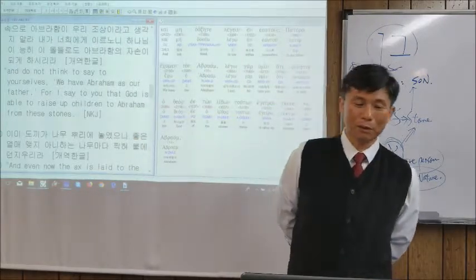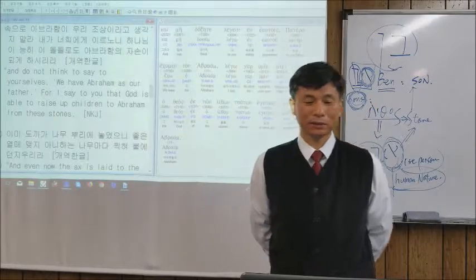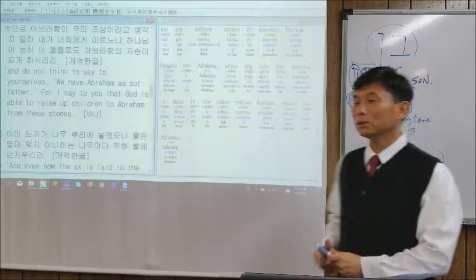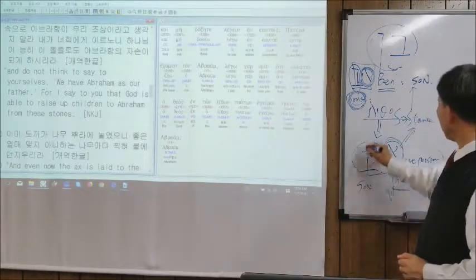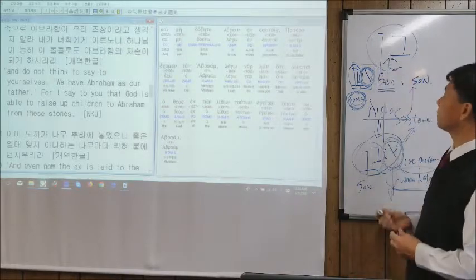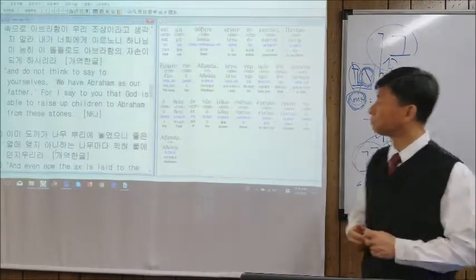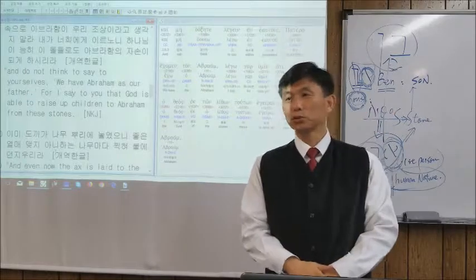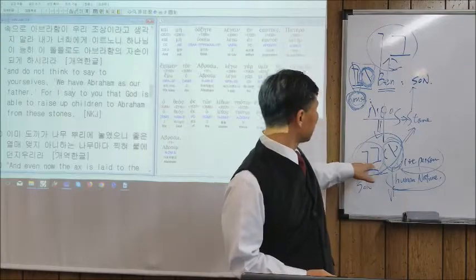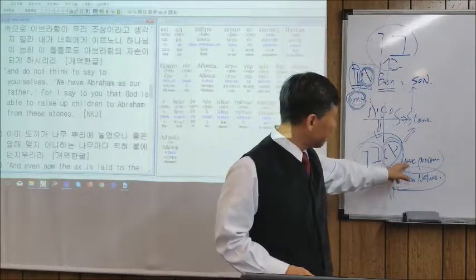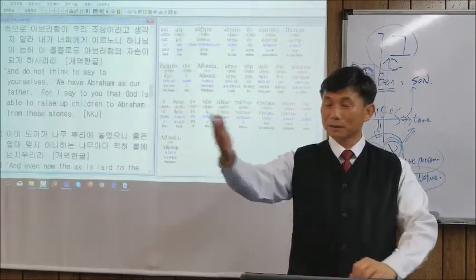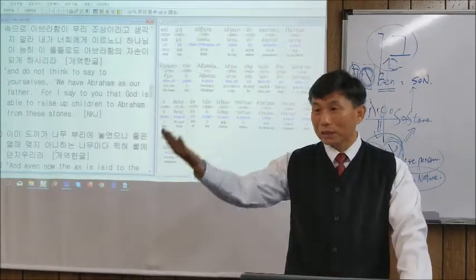We have Abraham as our father physically, but I say to you, God is able to raise up children to Abraham from this stone. So the stone, eben, to become what? To become children of Abraham, right? So through the what then? Word of God, the Rhema. Because the stone becomes son by dropping the first person, by dropping the human nature, right? That is through the Rhema process, through the knowledge of God, right?